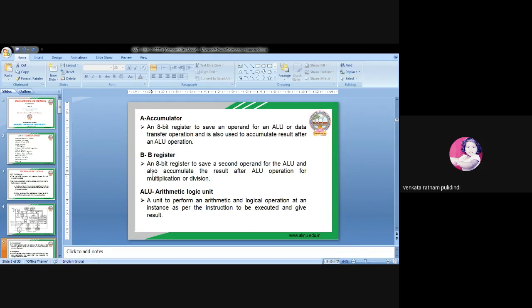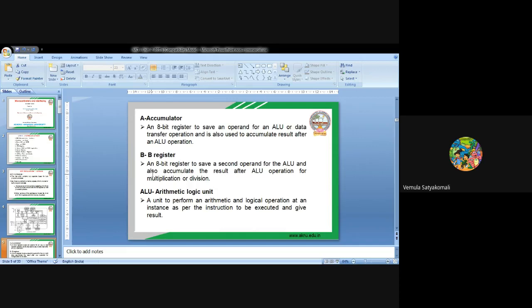Is it clear? Clear, sir. That means after the process, the result is automatically stored in the accumulator. Maybe the data overflows 8 bits. It is immediately stored in the B register. Okay. Next one, is it clear? Is it audible, students? Yes, sir.